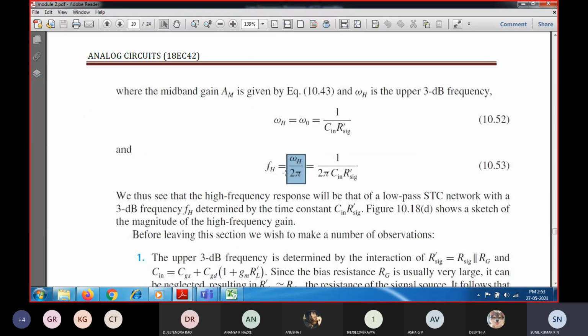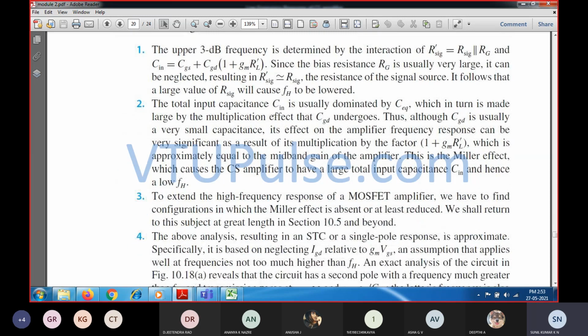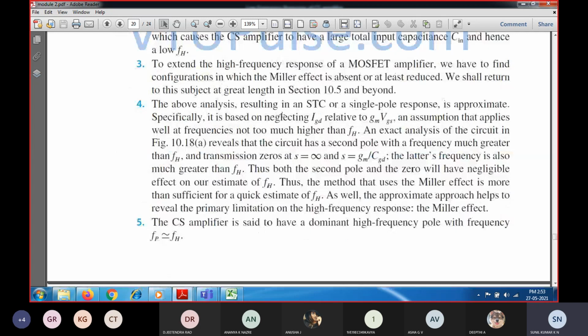So this is the 3 dB frequency, given by 1 by 2 pi into C in into R signal dash. So this gives the 3 dB cutoff frequency. This is how you are going to find out the upper cutoff frequency. So that is going to have a transfer function of R and C combination.